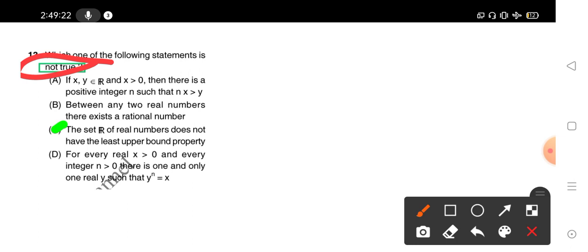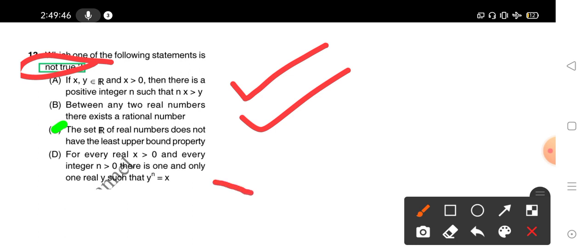If x, y belongs to R, x is greater than 0, then there is a positive integer n such that nx is greater than y. This is correct by Archimedean property. Between any two real numbers there exists a rational number. This is also correct. For every real x and every integer n greater than 0, there is one and only one real y such that y to the n equals x. You can check this option.